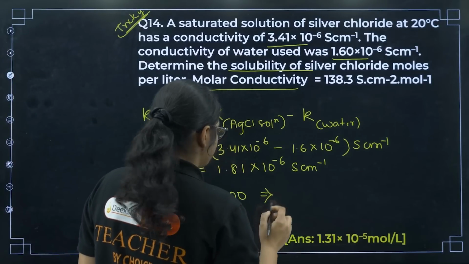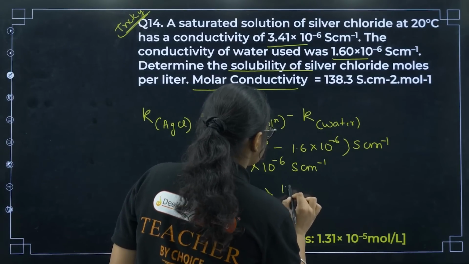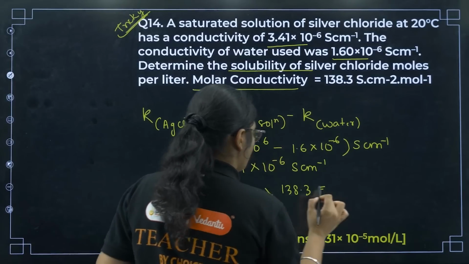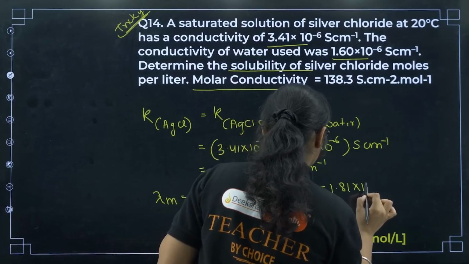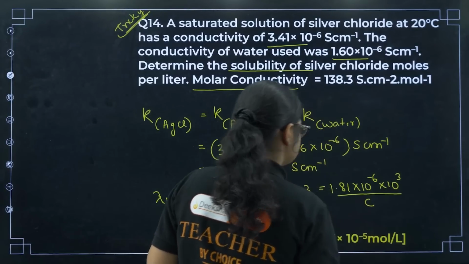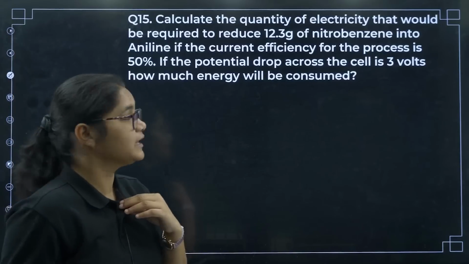So that implies here I can write C is your 138.3, that is equal to 1.81 into 10 to the power of minus 6 into 10 to the power of 3 divided by C. Clear? Okay, next moving to question number 15 here.